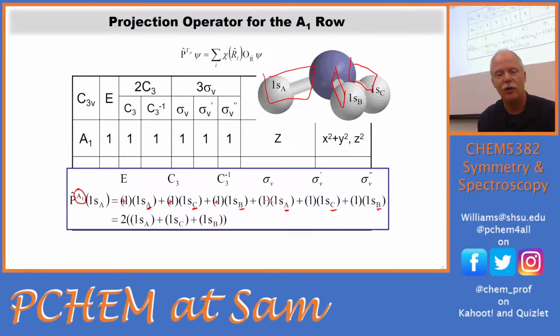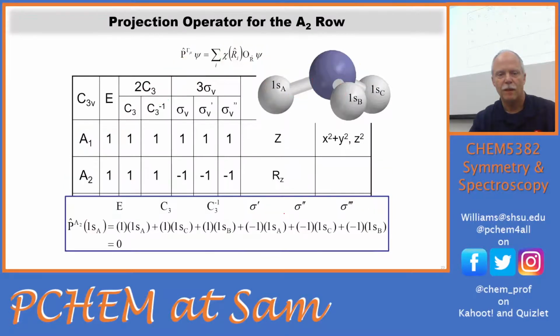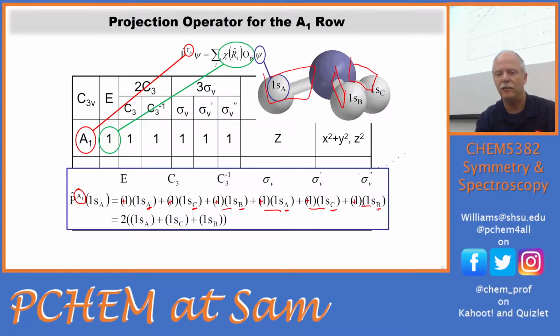And because I'm on the A1 row, they're all +1s. So if I go through this, I have a 1sa and a 1sa, a 1sc and a 1sc, a 1sb and a 1sb. So I have all of them survive. And so this is going to be my wave function. It's going to be 1sa plus 1sc plus 1sb. Okay, so this would be that N, H, H, H, where they're all the same shading.